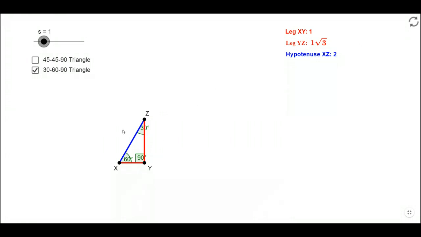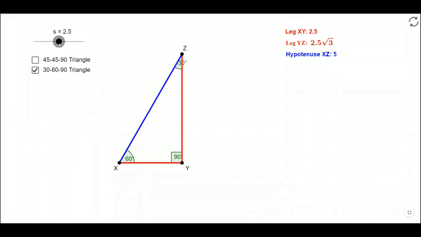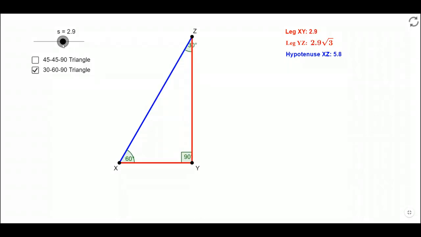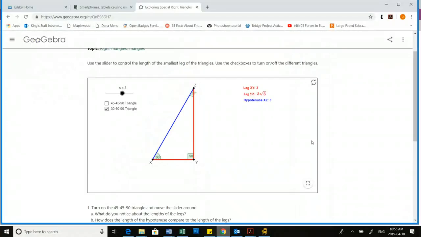That will always be the side lengths of this triangle. If I scale it up, I still have the same ratios of the sides. I have 3, and then 3 root 3, and instead of 2, because I've tripled it, it's now 6. So all 30, 60, 90 triangles have these scale ratios of their sides. If you don't believe me, you can check with the Pythagorean theorem.